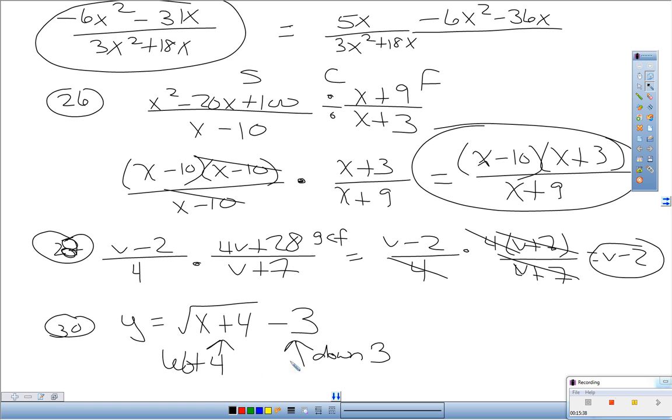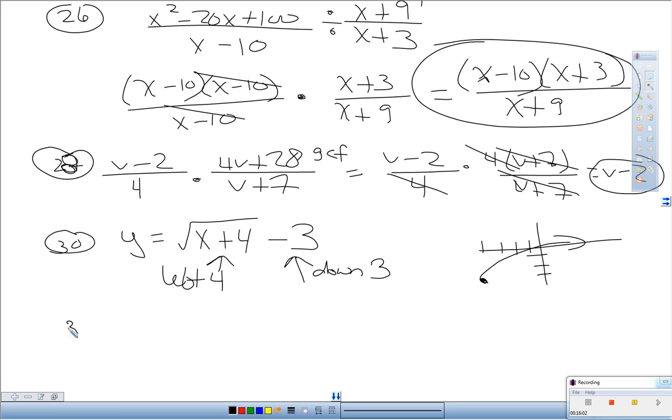All right, so on your graph, guys, here's what you should have. Take your pencil, move to the left 4: 1, 2, 3, 4. Move down 3: 1, 2, 3. So left 4, down 3. Put a point right there, and then remember what it looks like. Draw a little square root that looks like this. Draw it just like that. And that's what shape it is for number 30.